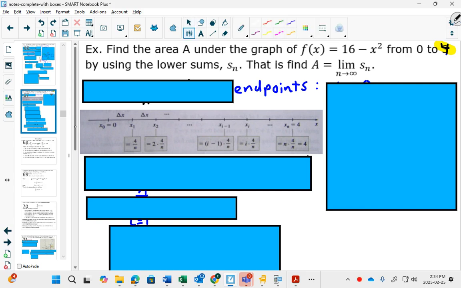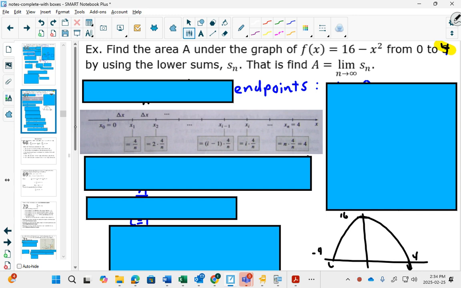To start, let's draw a little picture of what's happening. 16 minus x squared is the same as minus x squared plus 16. And you see that's a parabola shifted up 16 units, opening down. Technically, the x-intercepts of this would easily be minus 4 and positive 4. Agreed? So we have a picture.